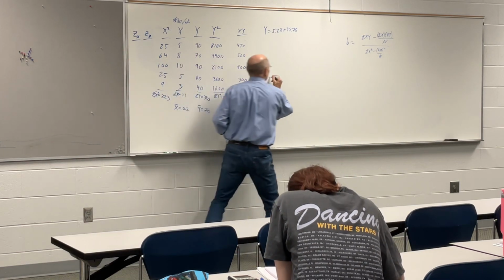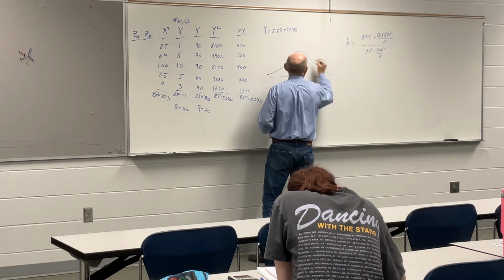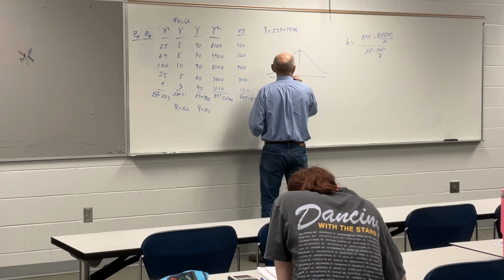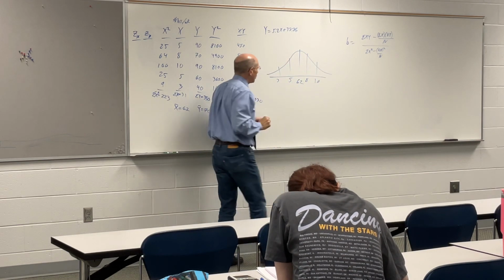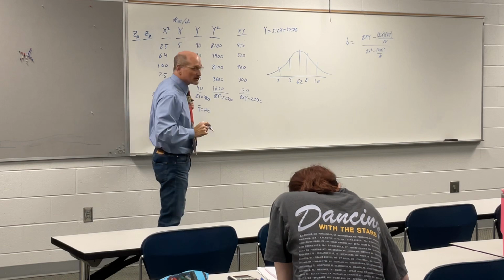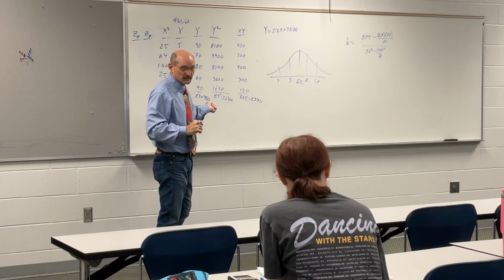Now, if I drew a Z distribution, the 6.2 is there, the 5 is there, the 8's there, the 10's there, and the 3's down here, right? And every one of those values corresponds to a particular Z-score, right?